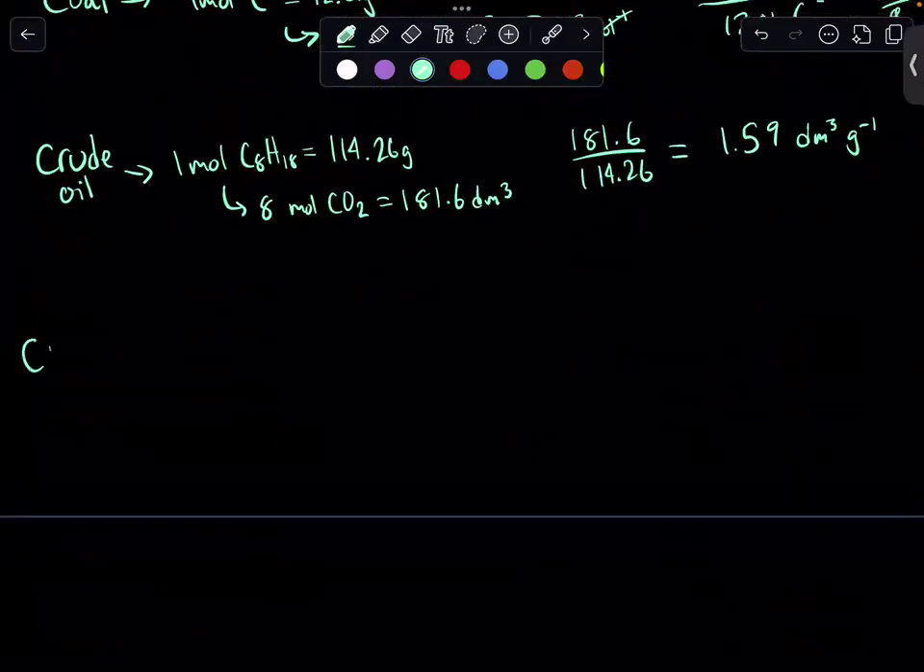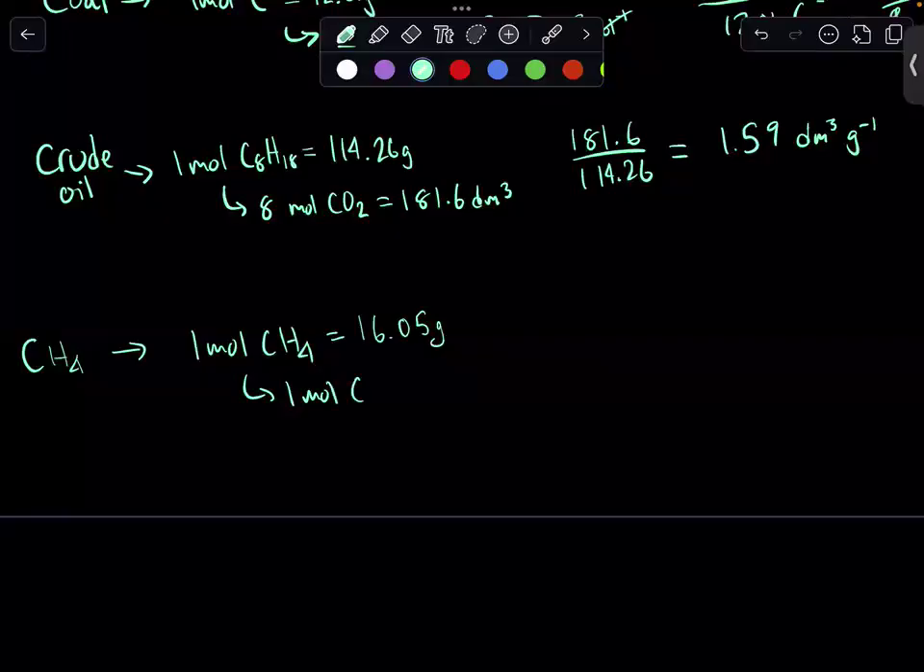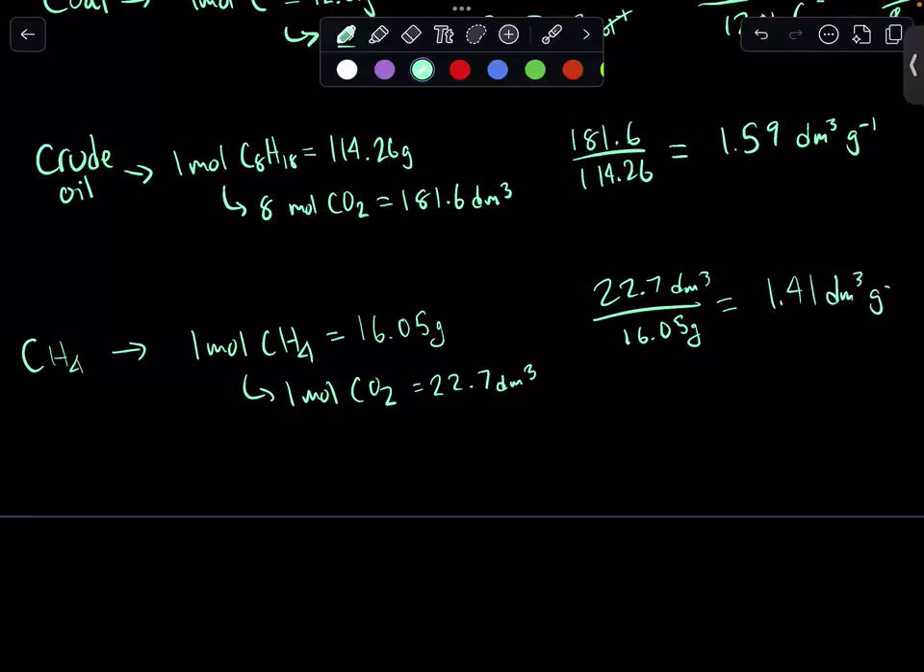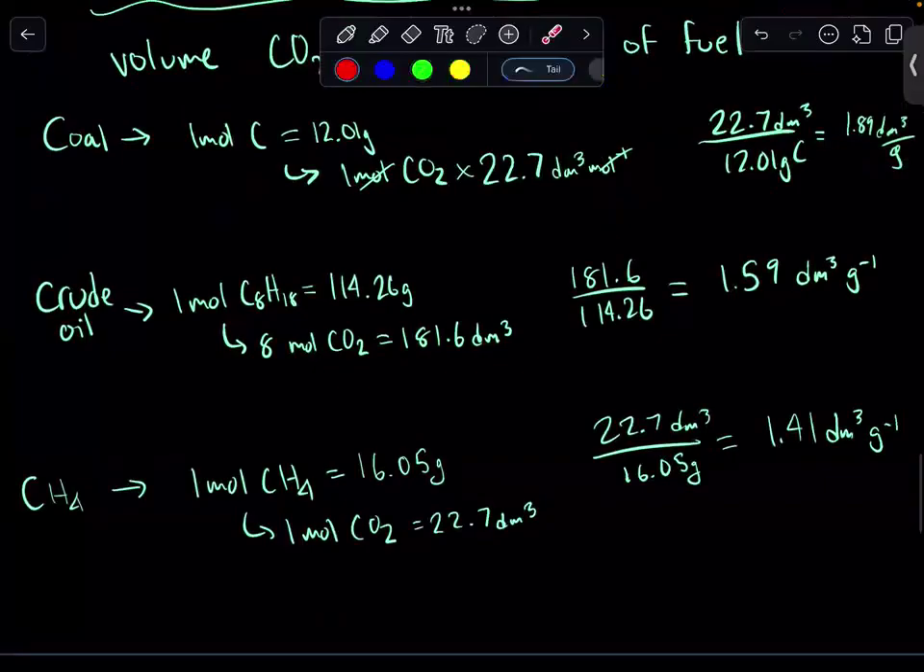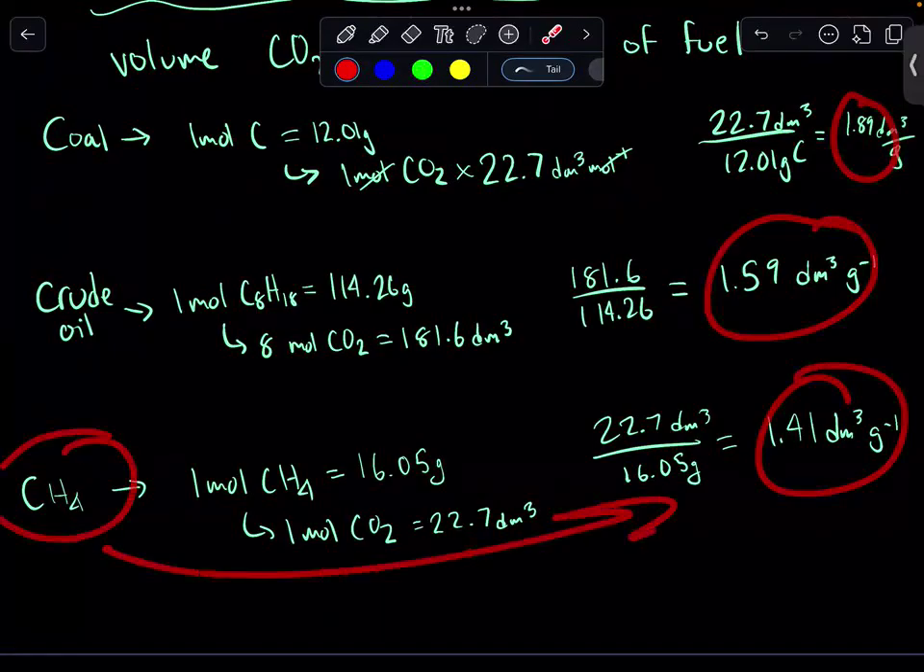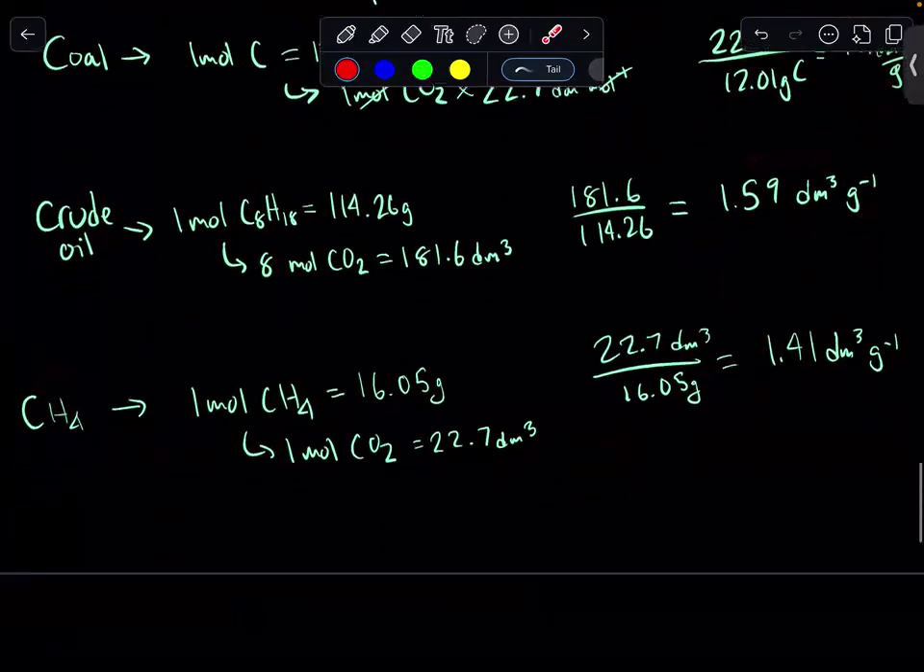Lastly, we'll look at methane, CH4. For 1 mole of CH4, that's equivalent to 16.05 grams. We only produce 1 mole CO2, which we already know is 22.7 decimeters cubed. So 22.7 decimeters cubed divided by 16.05 grams is going to give us 1.41 decimeters cubed per gram. So once again, looking in terms of volume of CO2 produced, natural gas is the winner in producing the least amount of CO2 per mass of fuel.